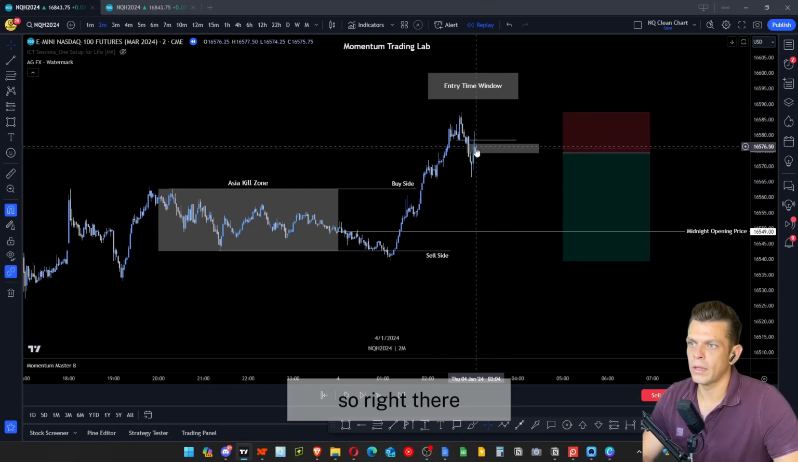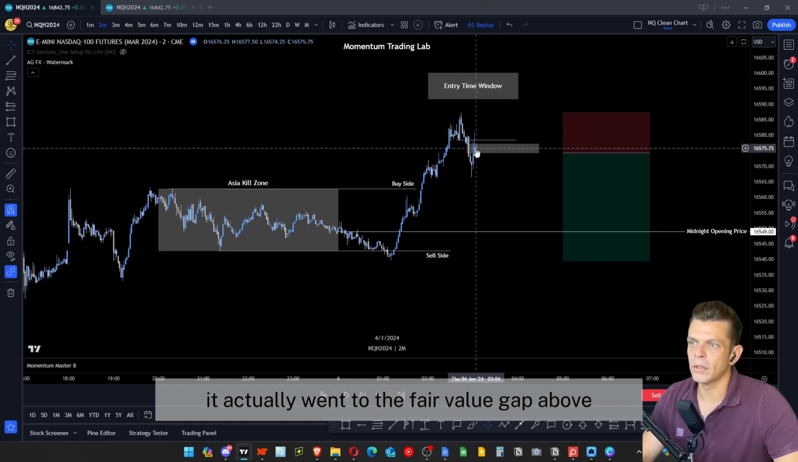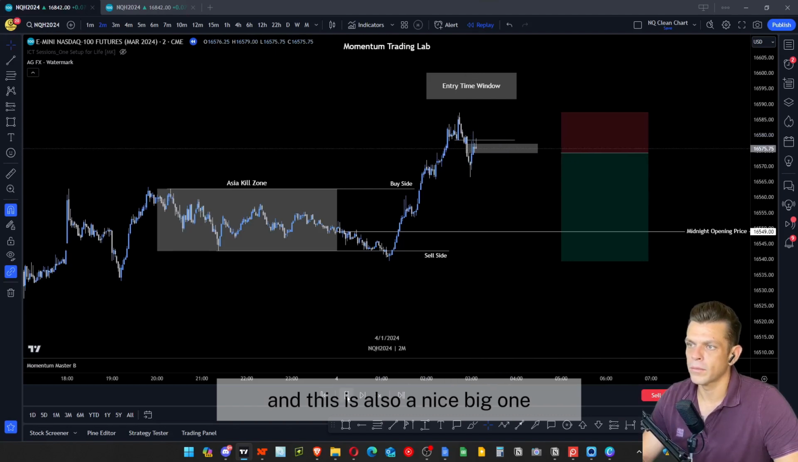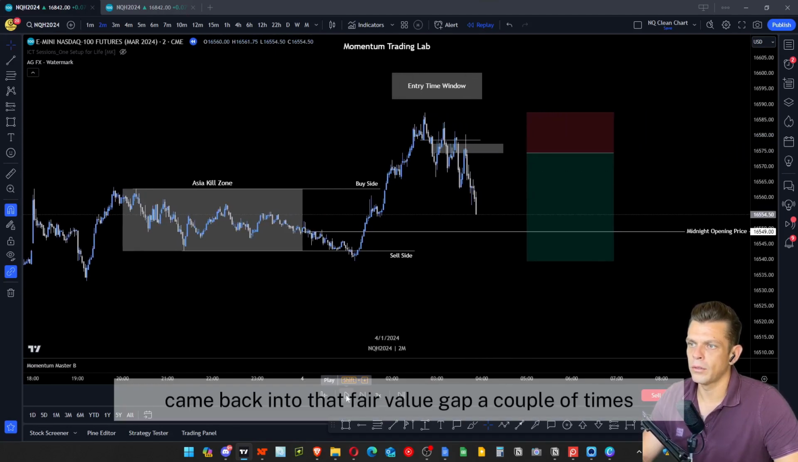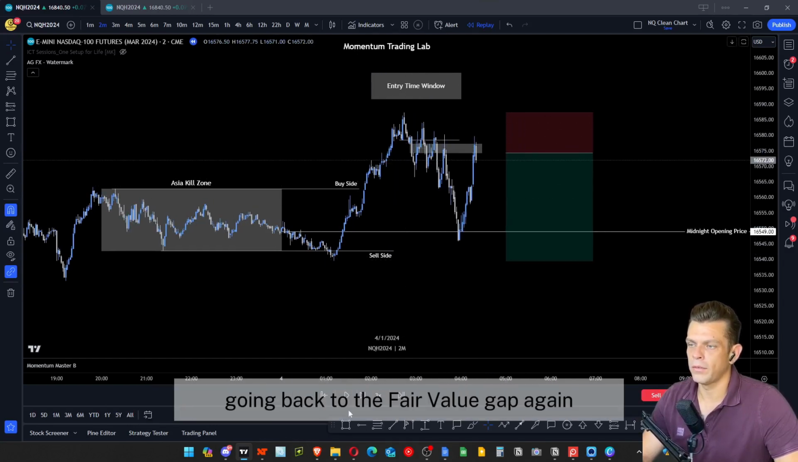Okay, so right there trips you in. It actually went to the fair value gap above. Normally I just like to enter on the first one, and this is also a nice big one. Came back into that fair value gap a couple of times. So almost at the target. Going back to the fair value gap again.